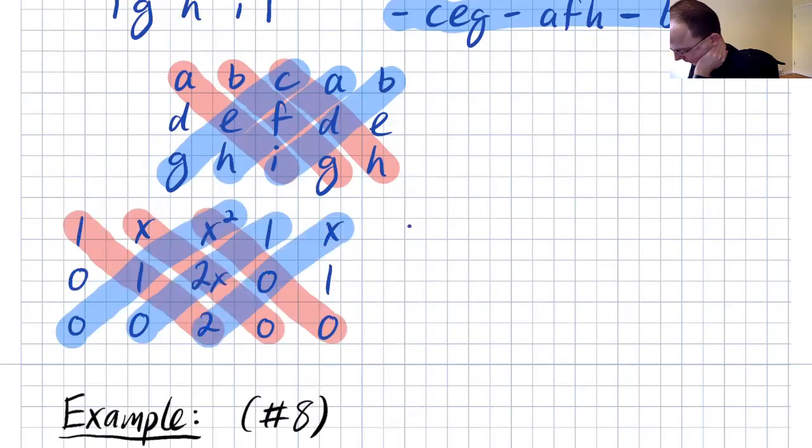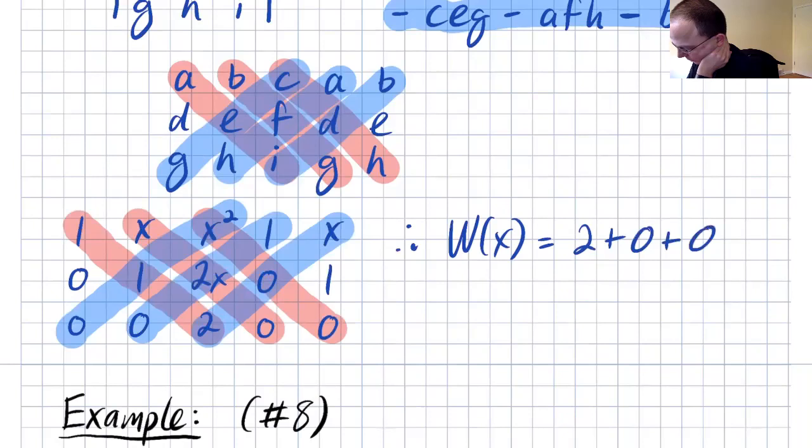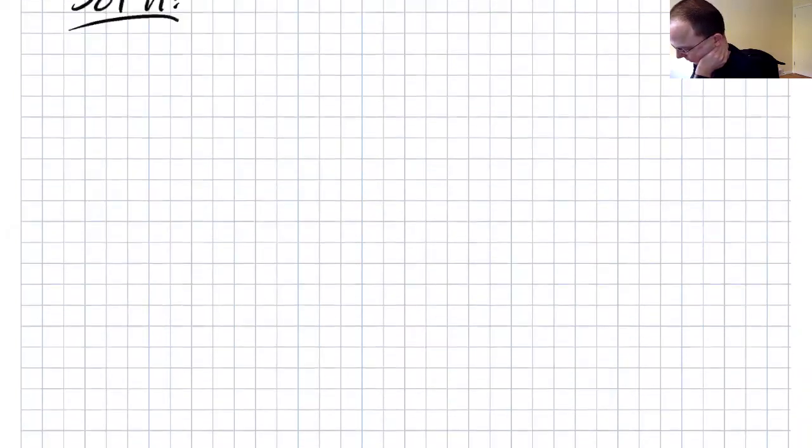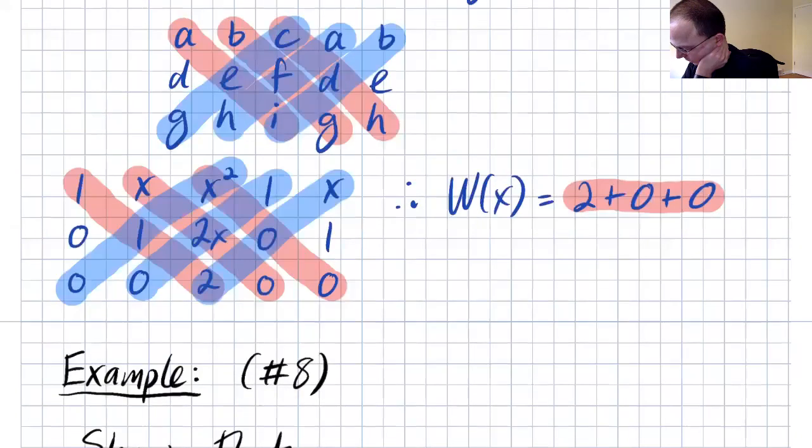So what do we get? The Wronskian is going to be 2 plus 0 plus 0. Those are the red terms. And then we get the other direction: minus 0, minus 0, minus 0. And that is the backward diagonals.